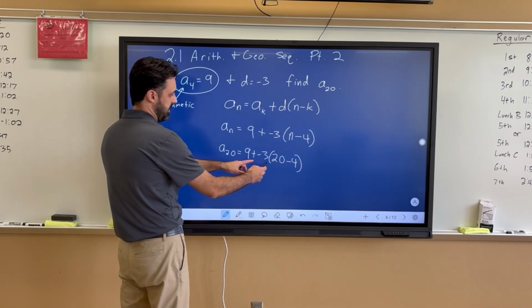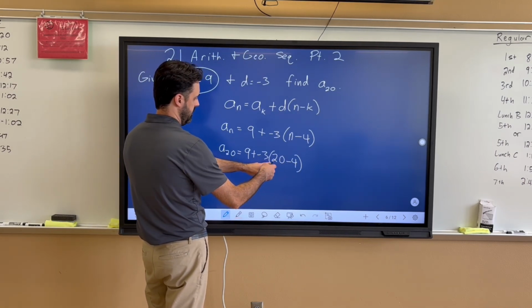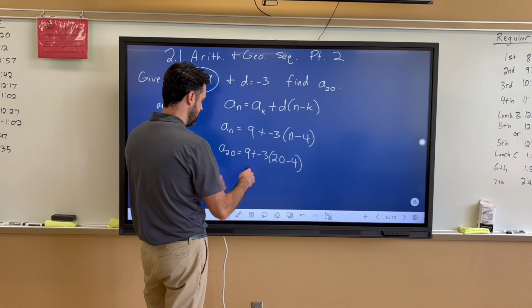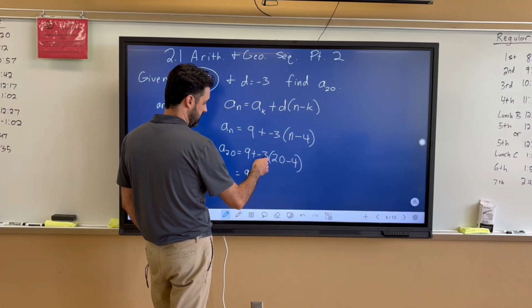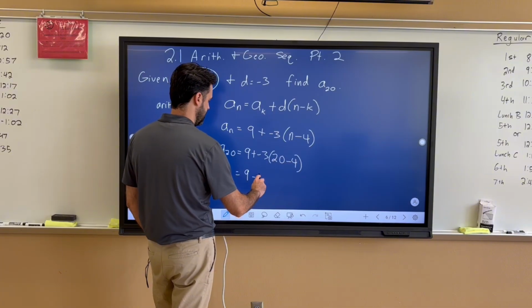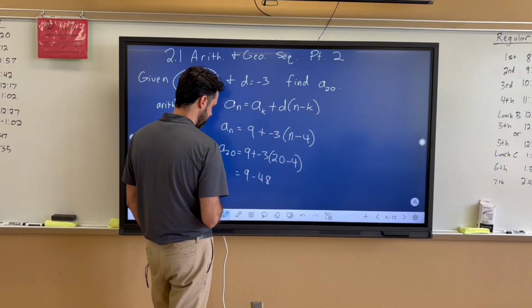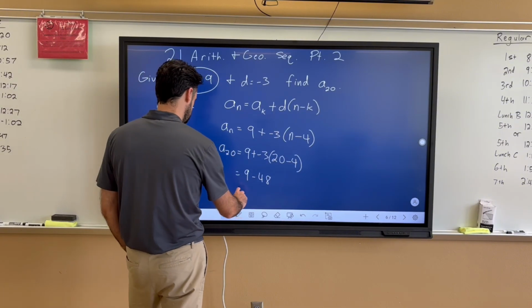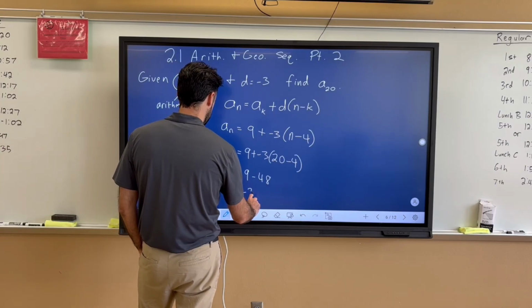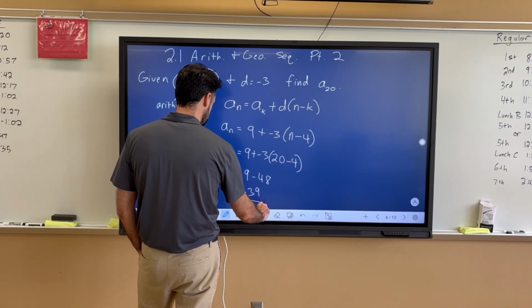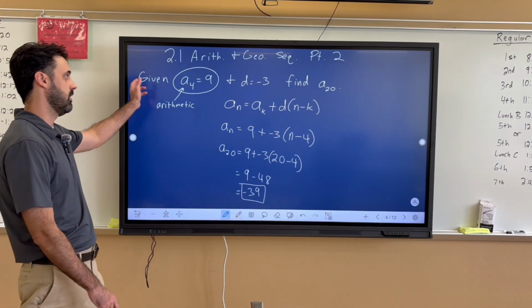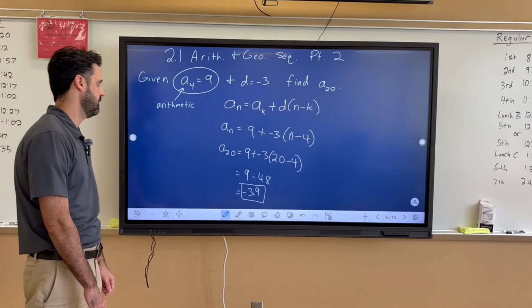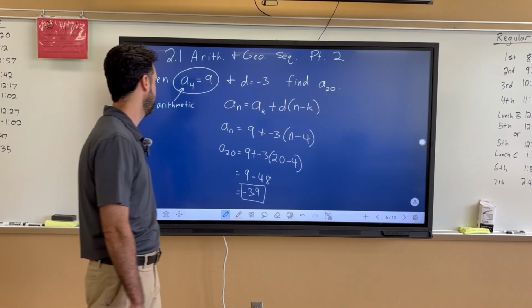So order of operations, I would subtract first in the parentheses to get 16, and then I would multiply with that -3. So this is not minus. We're going to have to do 3 times 16, so that's 48. And then if we subtract these, that would give us -39. All right, so that's our 20th term. And again, we could double check by listing out all 20 terms, but that might take a little longer than we want to put into this question here.